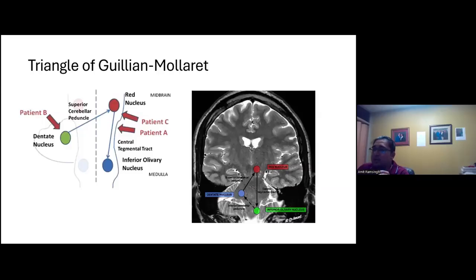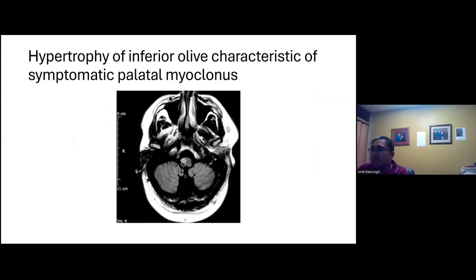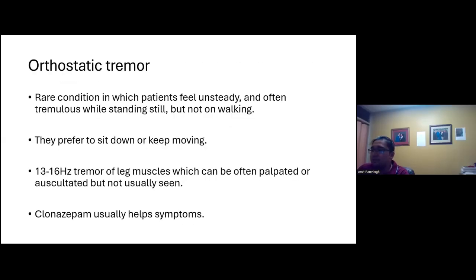And this is the triangle that I was speaking about, this eponymous anatomical pathway, the Guillain-Mollaret triangle, between the red nucleus, the inferior olivary nucleus, and the contralateral dentate nucleus. So usually there's some sort of disruption in this triangle here, which causes essential or symptomatic palatal myoclonus. And again, this is just an MRI demonstrating hypertrophy or involvement of the inferior olive. It's usually quite characteristic of palatal myoclonus.